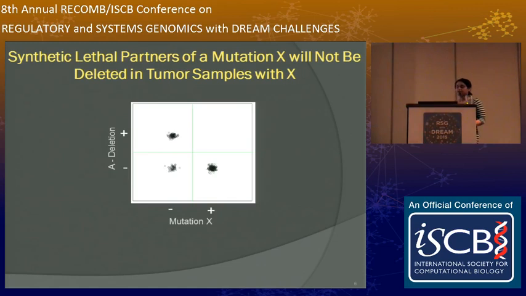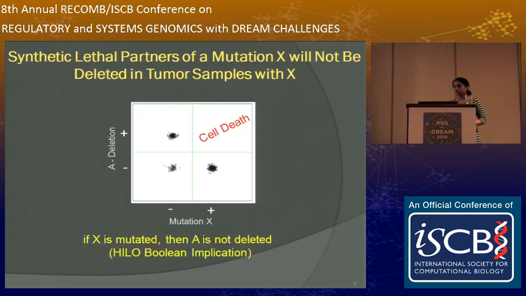So if you look at a scatter plot between, say, mutation X and deletion of a gene A, which is supposedly a true synthetic lethal partner of X, in the scatter plot, each dot here is a tumor sample. What you would expect to find is that the upper right quadrant would not have any samples, because tumor cells which both have X mutated and A deleted would ultimately die and hence be underrepresented in the tumor population.